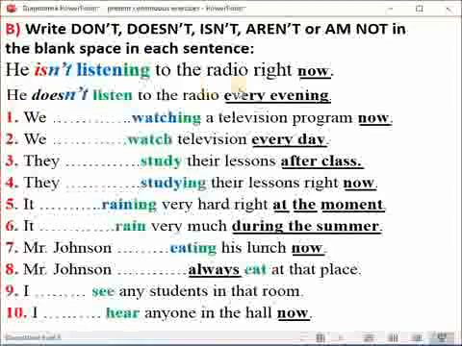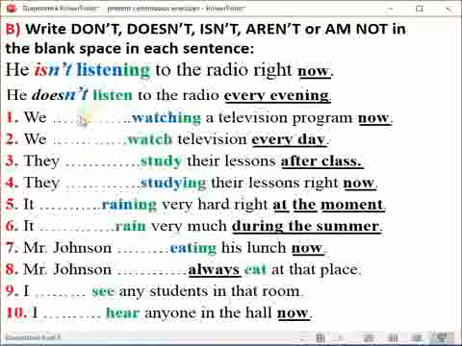Okay, here we have every evening, so it becomes a habit, so we have to conjugate in the present simple negative form, which is subject plus do or does plus not plus infinitive verb. Here he doesn't listen to the radio every evening. We use doesn't because we have he. Okay, he or she or it, we should say doesn't plus the infinitive verb of listen.